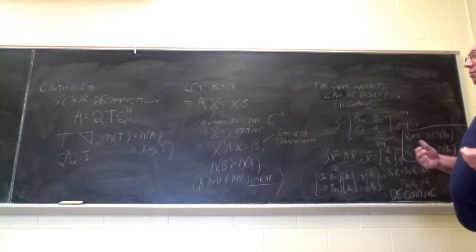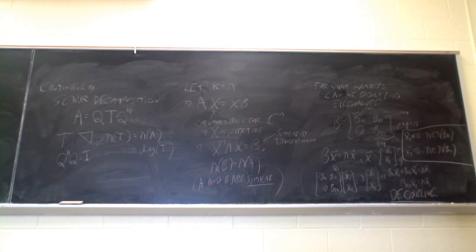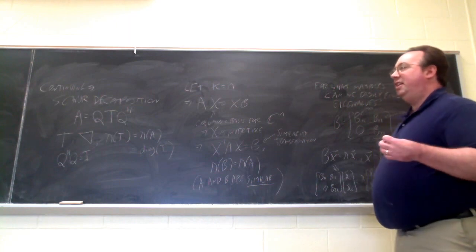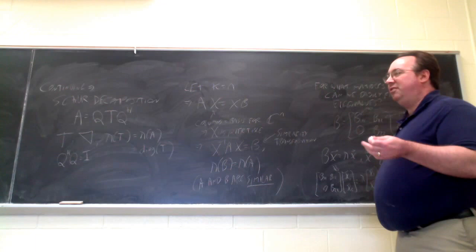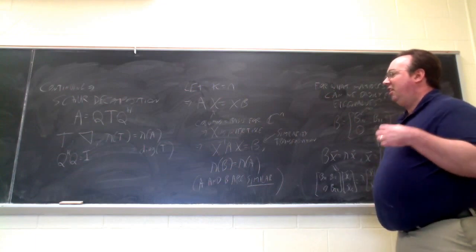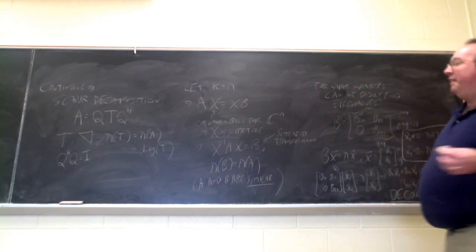The only unfortunate thing about this, and unfortunately I won't have time to cover it during the semester, is that this gives you the eigenvalues. It does not give you the eigenvectors unless A is symmetric, because in that case T is not just a triangular matrix, it's a diagonal matrix. And then the columns of Q would be the eigenvectors.